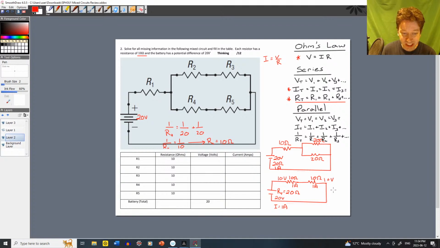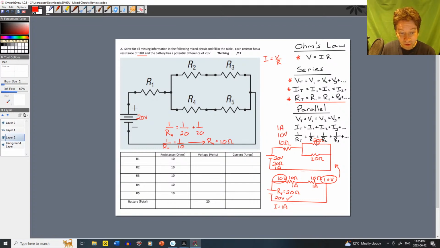And we can do a quick check on this, because we know at the source we have 20 volts, and in a series circuit, these are going to all add. So if they all add, we have 10 volts plus 10 volts, and that equals 20. So we're doing okay so far. Now let's jump back and figure out how to solve this circuit. Okay, so in this circuit, we already know what this is. It's 10 volts and 1 amp.